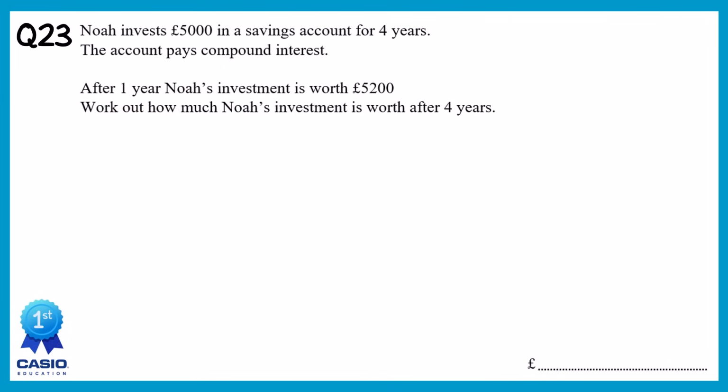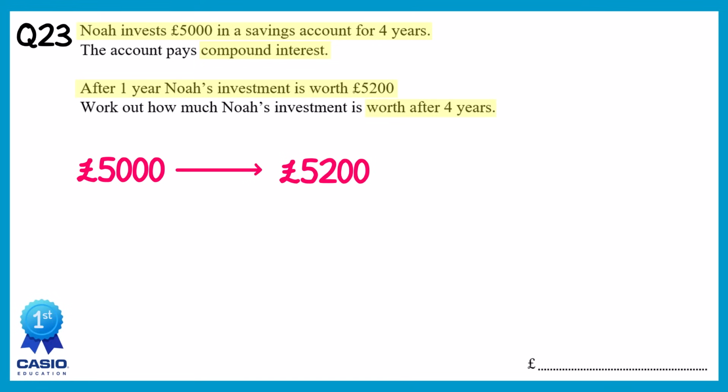In this question, we have Noah who invests £5,000 in a saving account for 4 years. We're told the account pays compound interest. After 1 year, his investment is worth £5,200, and we need to work out how much it would be worth after 4 years. So the investment starts at £5,000, and then 1 year later it's £5,200.